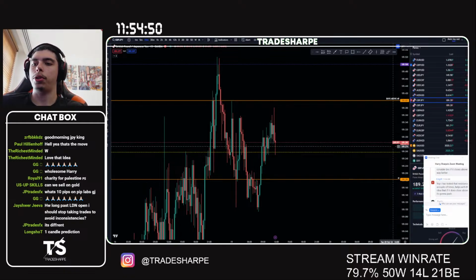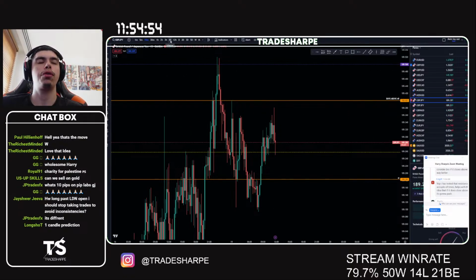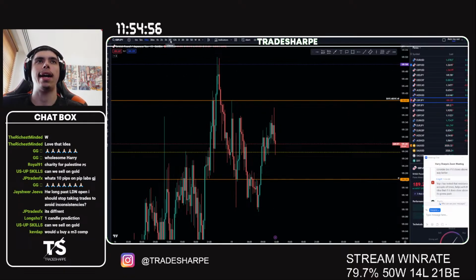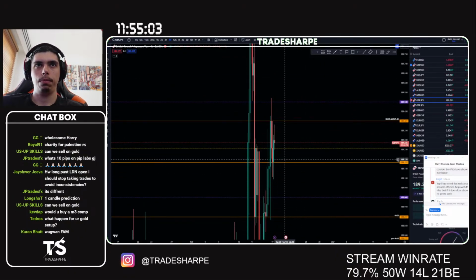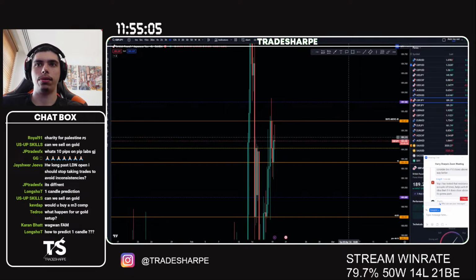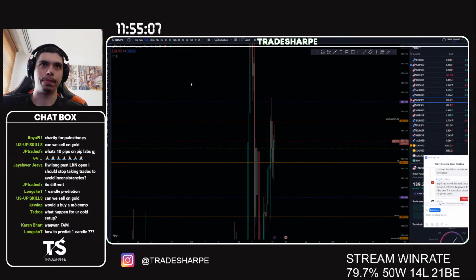How long past London Open should I stop avoiding trades to avoid inconsistencies? I would say most of the time it's going to be an hour after London Open or an hour and a half. But you can trade all the way up to until this 4-hour candle closes. That's max.